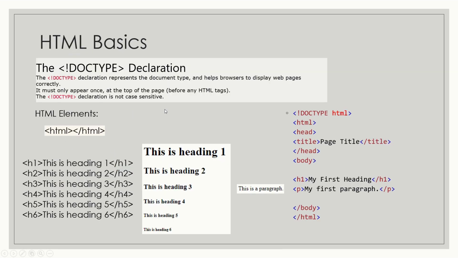All right. So next are some of the HTML basics. The doctype declaration. The doctype declaration represents the document type and helps browsers to display web pages correctly. So this is what we're doing right here. It should appear only once in your website, and it's telling your browser that it is an HTML document type, and it knows how to show it correctly.